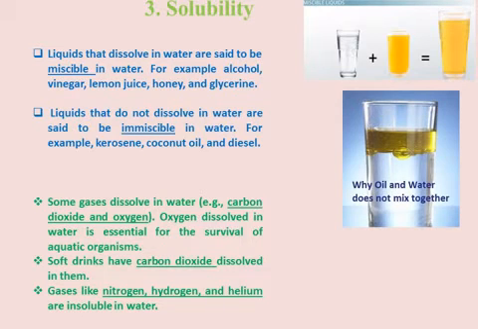Next, we will see some liquids and some gases which are soluble, miscible, insoluble or immiscible in water. Liquids that dissolve in water are said to be miscible in water. Examples are alcohol, vinegar, lemon juice, honey, glycerin. These all are miscible in water. Next, liquids that do not dissolve in water are said to be immiscible. For example, kerosene, coconut oil, diesel, mustard oil. That is why oil and water do not mix together.